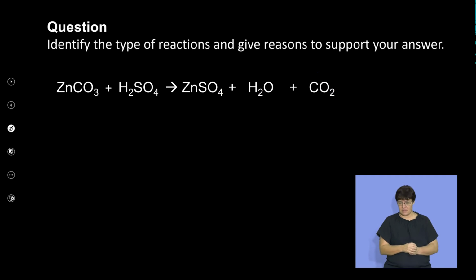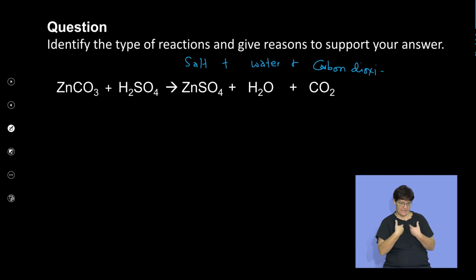Okay, so let's look at the first one. The first reaction, it forms a salt. Let's take it from that end. It forms a salt, water, okay, plus carbon dioxide.